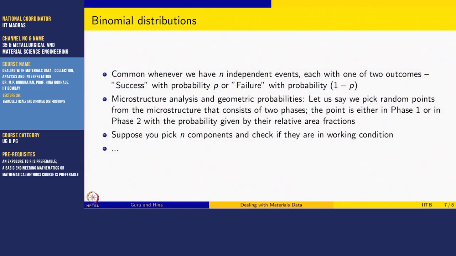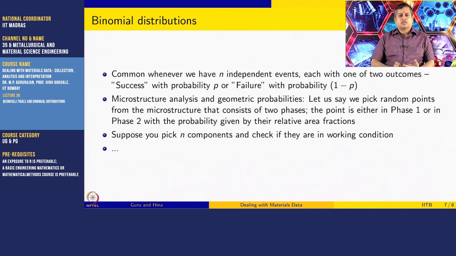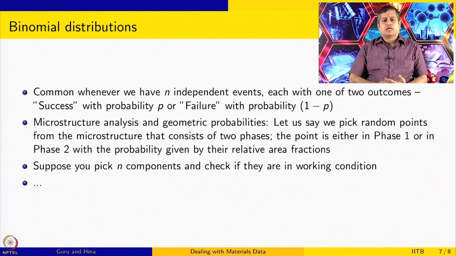Now, binomial distributions are common whenever we have n independent events and each one has 2 outcomes, and the success is with probability p and failure is with probability 1 minus p, and these events are independent and the probability is also the same for every trial. Whenever this happens, you will see that the result will be a binomial distribution.